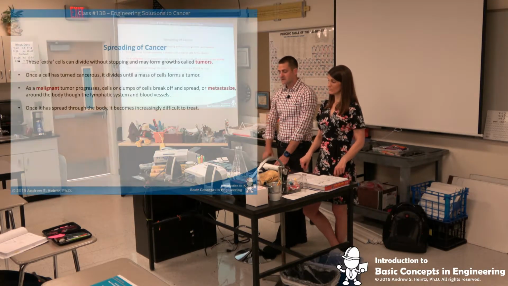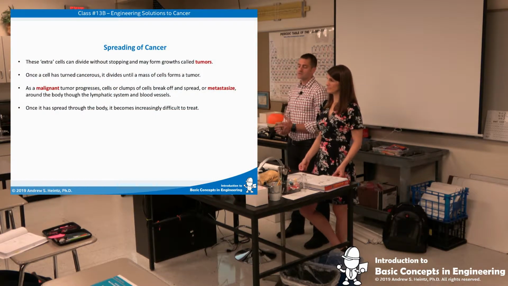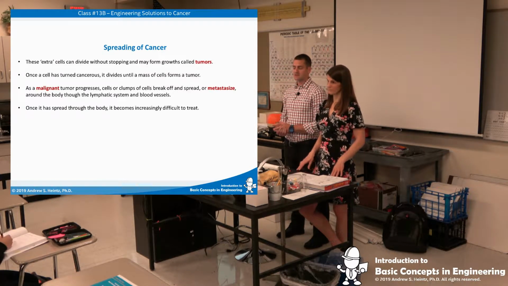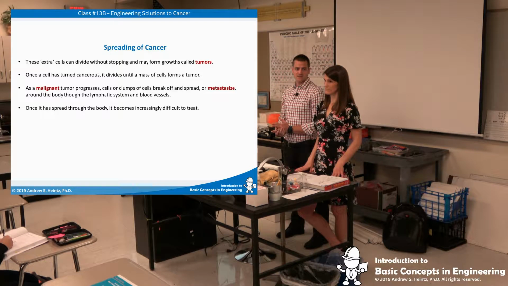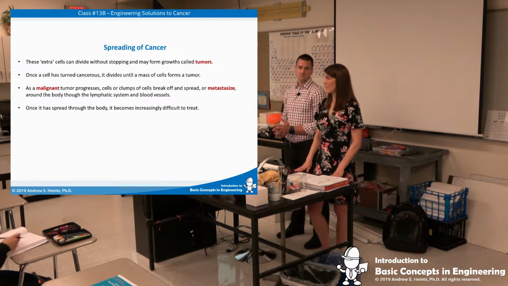Right, so spreading of cancers. Extra cells divide without stopping and form tumors. Once a cell has turned cancerous, it divides until it forms a tumor. A malignant tumor is defined as one that is killing, or harmful.